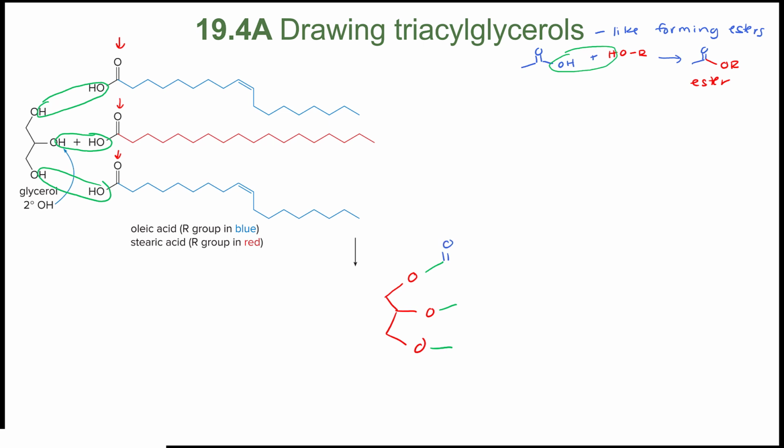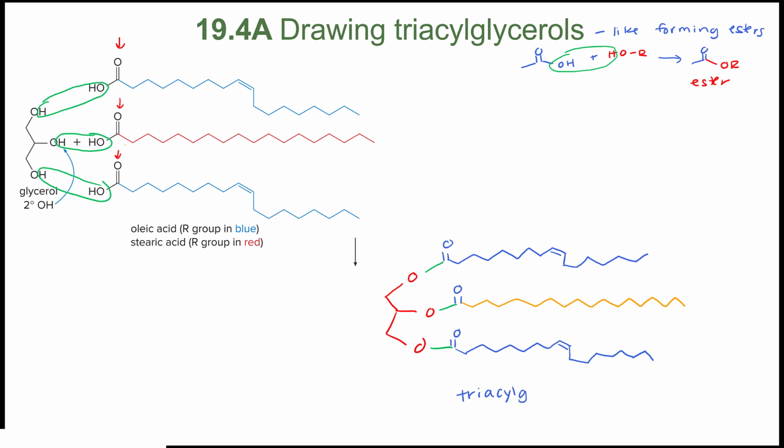There's the carbonyl. I have 1, 2, 3, 4, 5, 6, 7. And then a cis double bond, and then 8 carbons. So 1, 2, 3, 4, 5, 6, 7. Here's the next one. And then the last one here. So that's the triacylglycerol that we formed. Or triester.